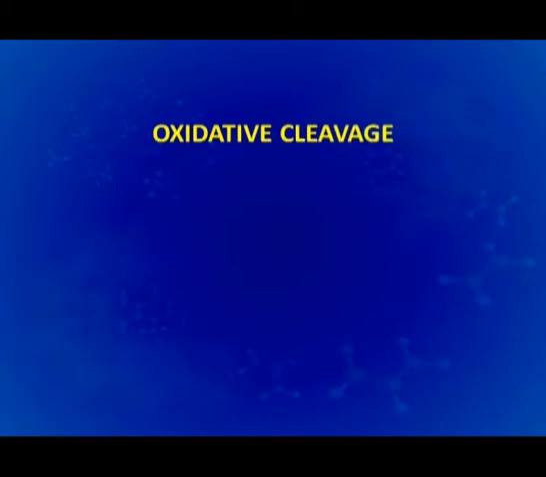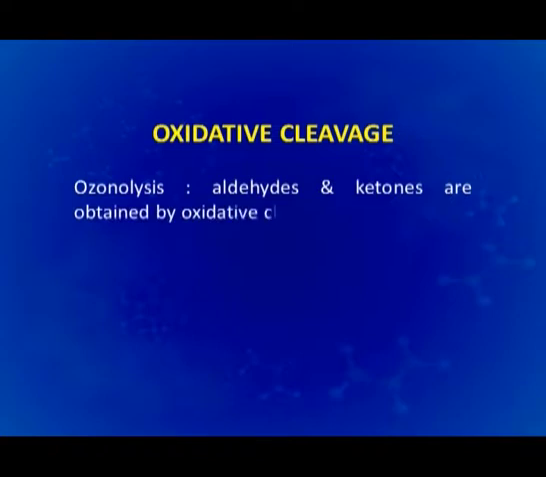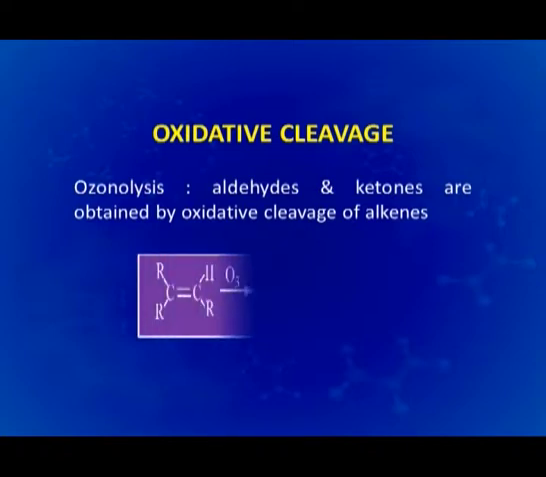And the next method to synthesize carbonyl compounds is oxidative cleavage. So, this is the method of oxidative cleavage, that is ozonolysis, the addition of ozone. Aldehydes and ketones are obtained by oxidative cleavage of alkenes using ozone.